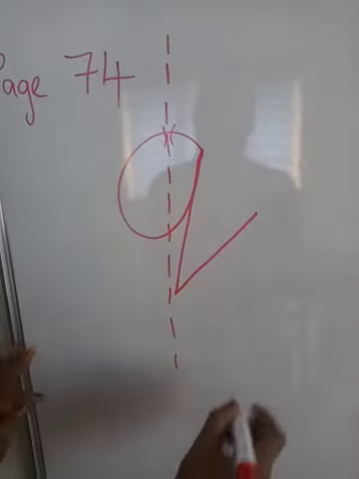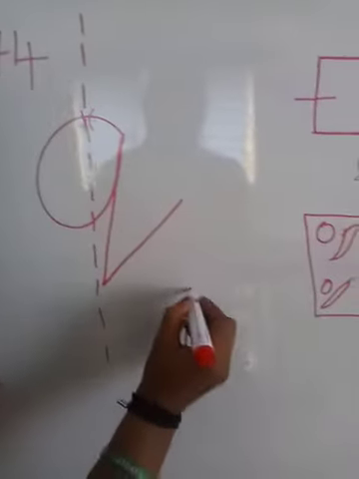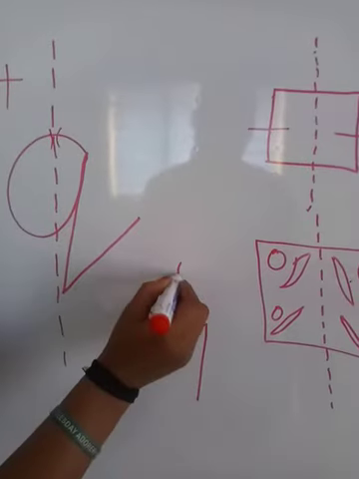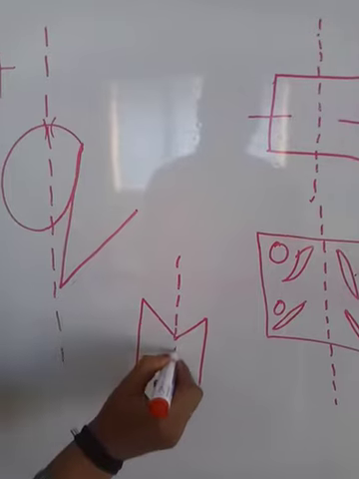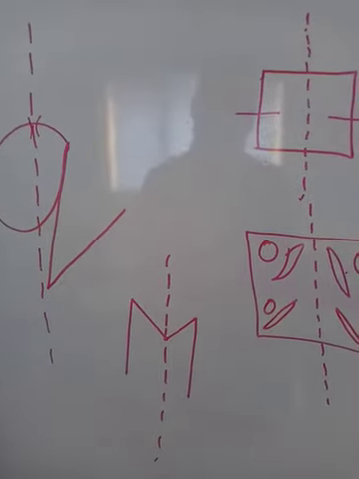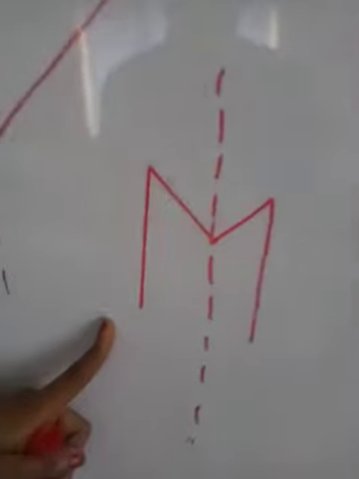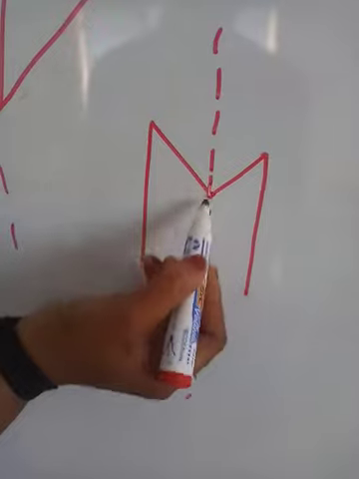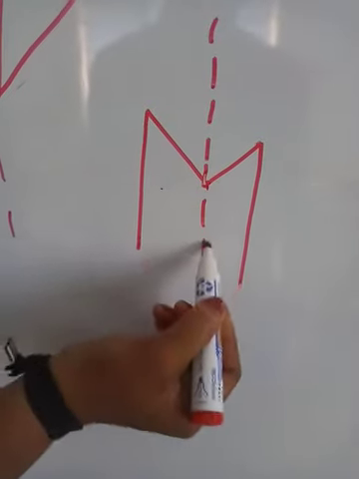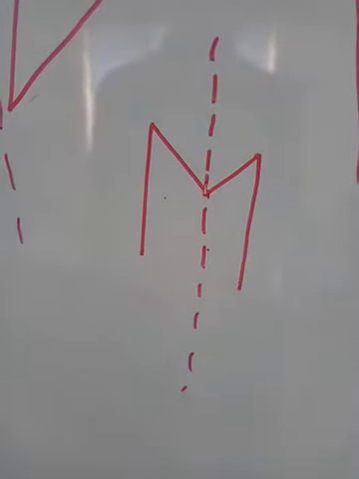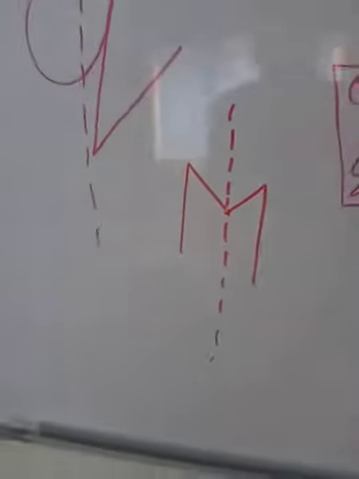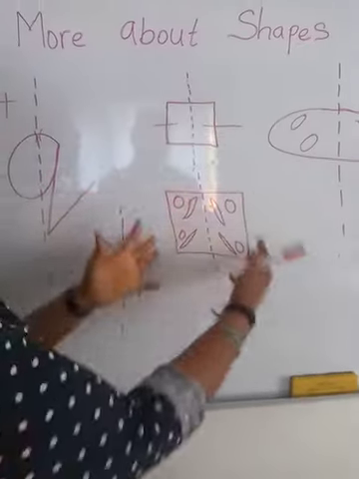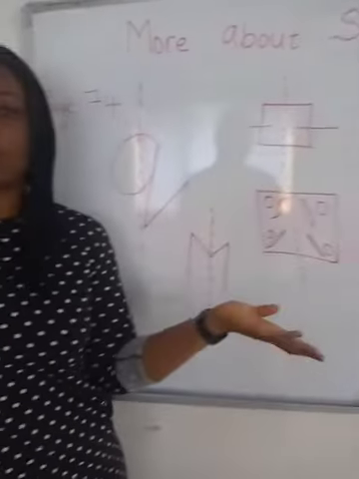Now let's take a look at the letter M. And as usual, we divide into two parts. Is the letter M symmetrical or not symmetrical? It is, because you can see that half of it is the same as the other half. So we say that objects that are symmetrical are objects that have equal parts on both sides when they are divided.